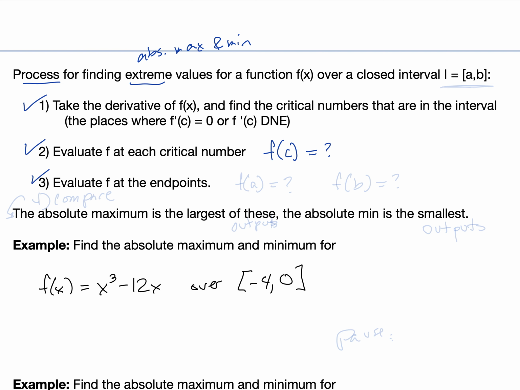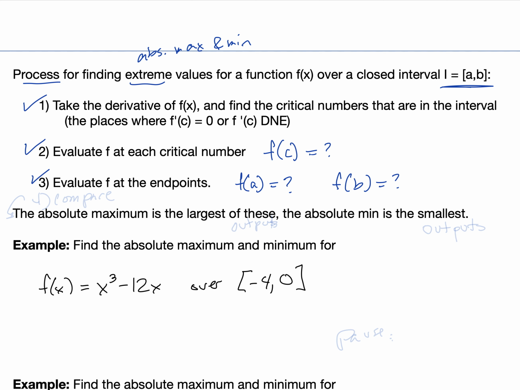And we also need to evaluate f at each of the endpoints. So f of a, if a is the endpoint of the interval I, f of a is what? F of b is what? And then after that, we just need to compare those values.